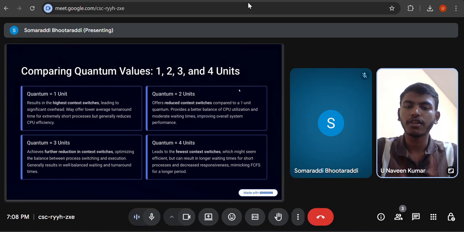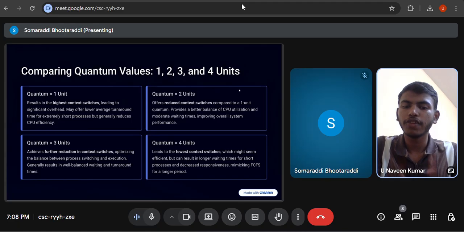Now for a real world example, typing a key on the keyboard: we want an instant response, and a small quantum helps. And we take quantum equal to 2. It has fewer context switches compared to q equal to 1, and more CPU time is actually used for executing tasks. It is a balanced performance suitable for general workload. It offers reduced context switches compared to the first unit, and provides a better balance for CPU utilization.